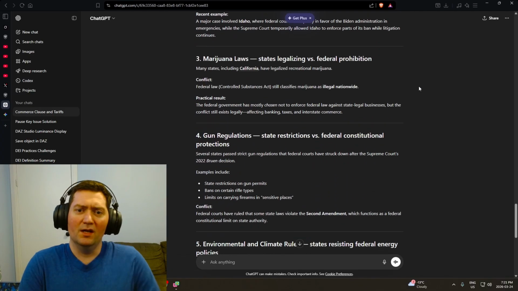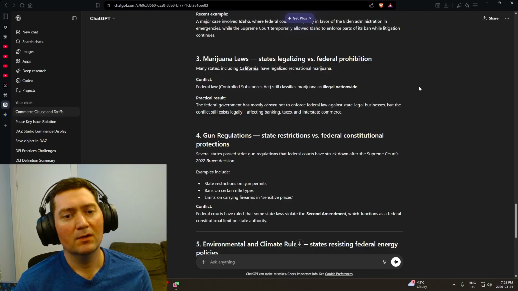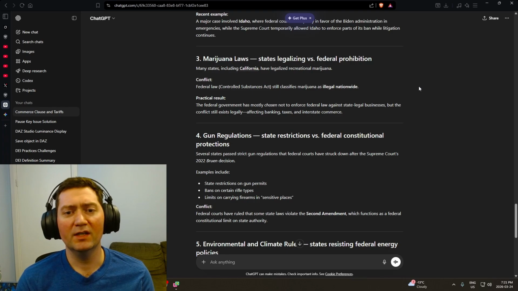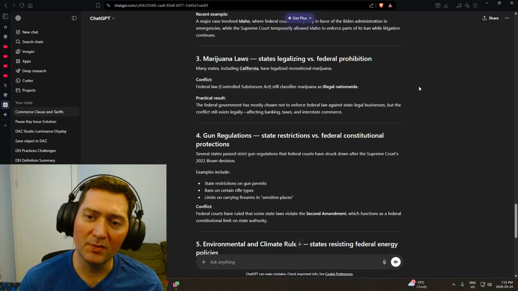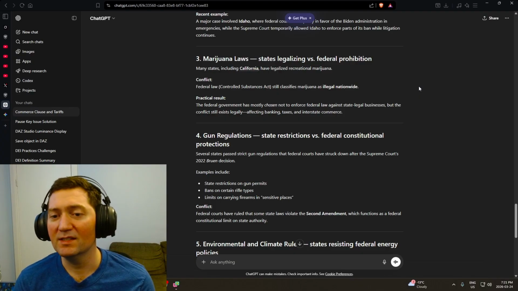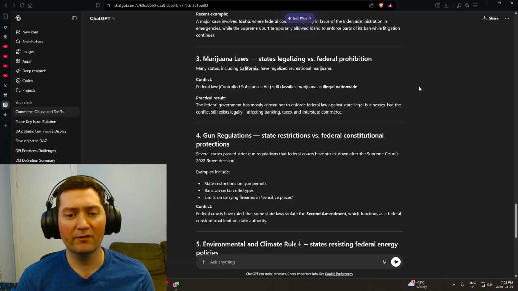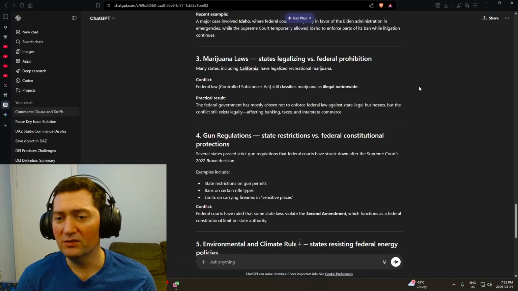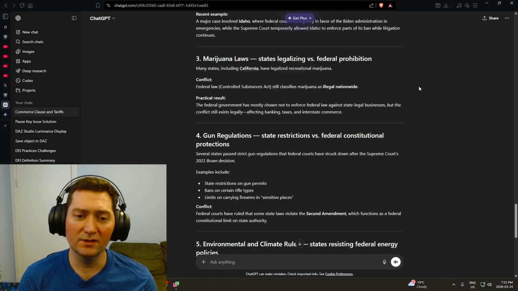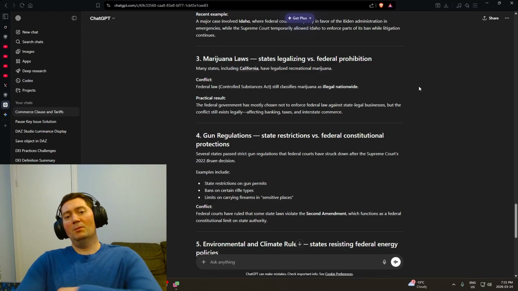Oh, marijuana laws. State legalizing versus federal prohibition. Many states, including California, have legalized recreational marijuana. Conflict: federal law still classifies marijuana as illegal nationwide. Practical result: the federal government has mostly chosen not to enforce federal law against state-legal businesses, but the conflict still exists legally, affecting banking, taxes, and interstate commerce.